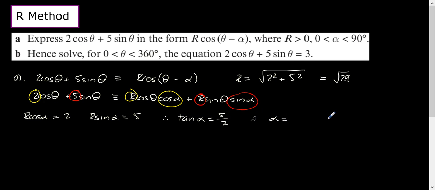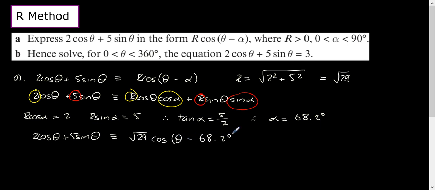And therefore we can do arctan of that and get our angle. So we'll do arctan 5 over 2, and we get 68.2 degrees. So to finish the question off, we state what we found. 2 cos theta plus 5 sine theta is the same as root 29 cos(theta minus 68.2 degrees). Okay? So we've now written this as a transformation of the cosine graph. We've multiplied the amplitude by root 29, and we've shifted the whole thing to the right by 68.2.